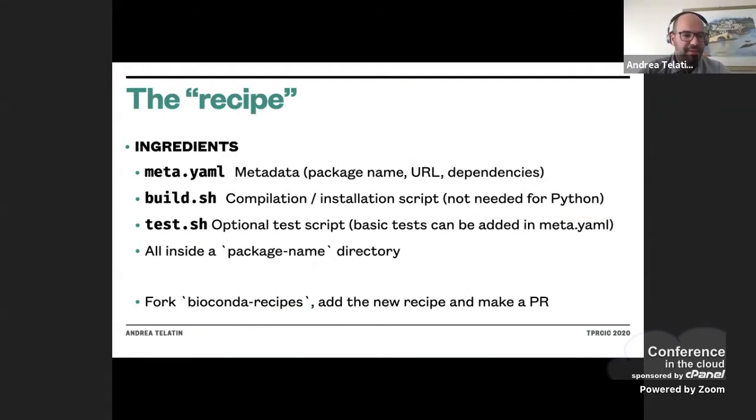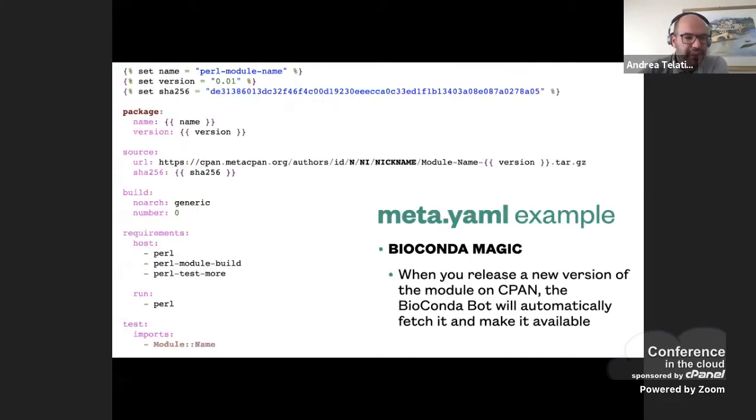The recipe is simple. You need 2 or 3 files. One is a metadata file, then you have a build script, and optionally you can have a test script. But you should specify some basic tests in the meta file, so that's why you basically need 2. The meta.yaml file looks like this one. You need to specify the name and the version of your package, the checksum, of course, the URL, and the most important part is the list of requirements, both external tools and Perl modules that you need.